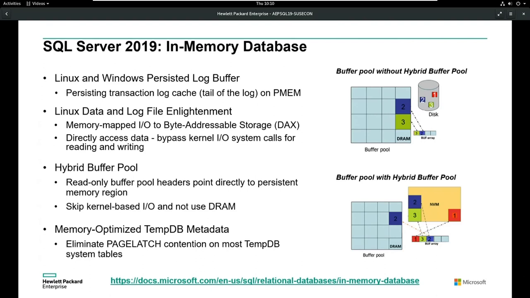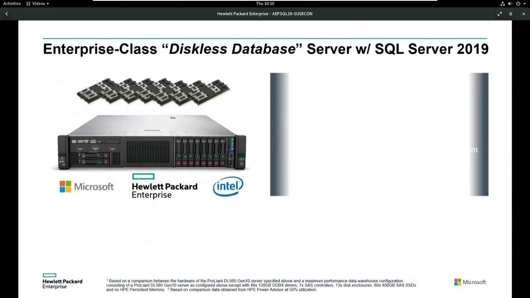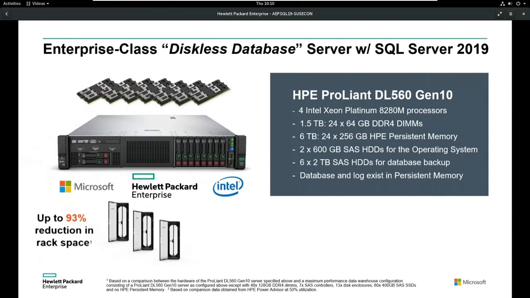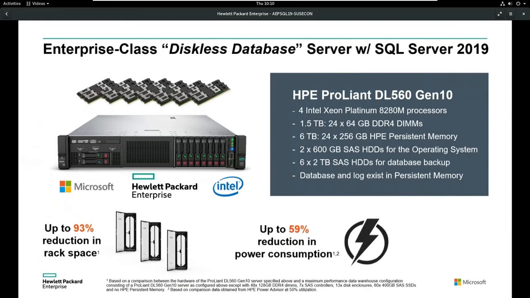The fourth one really doesn't have anything to do with persistent memory. So what we built here was a diskless server. There are disks in the server, but they're just to boot and to back up when backup is necessary. You can see that pre and post, because there are no disks, there's a reduction in rack space, a reduction in power consumption, and the concomitant energy savings as well. So this is a really good use case.